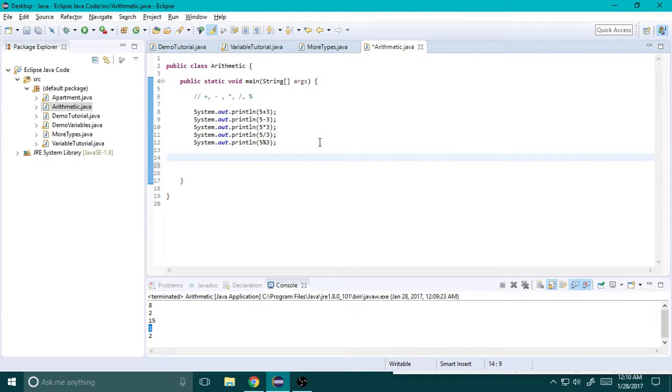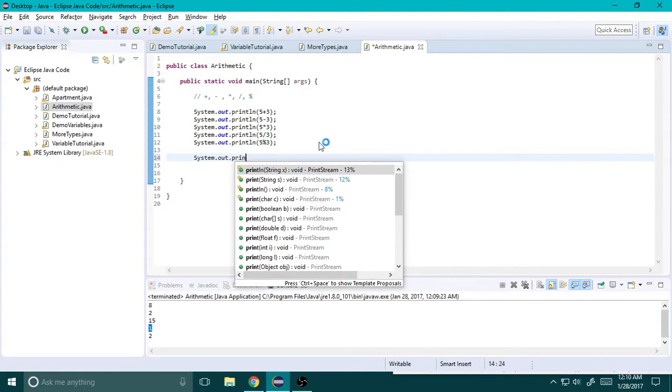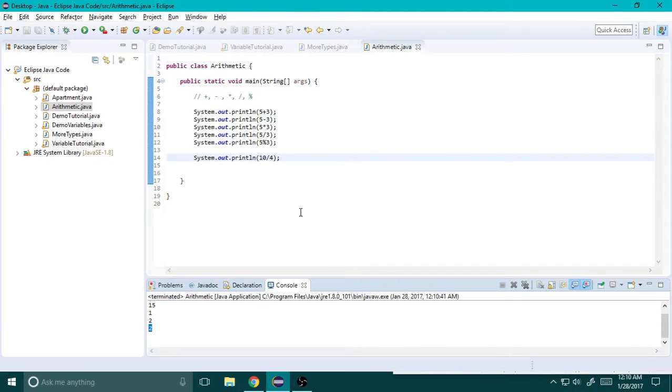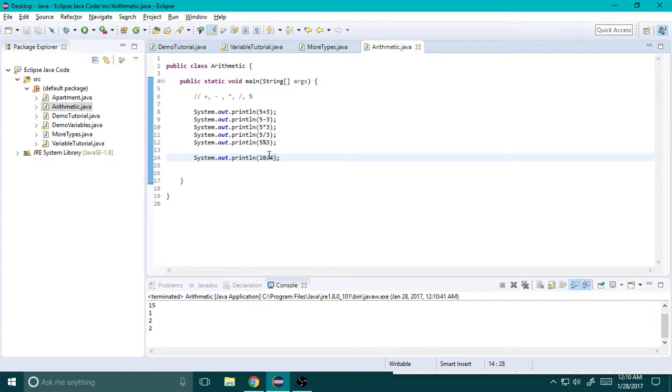So if I did, for example, System.out.print 10 divided by 4, the answer will be 2, right? Normally it should be like 2 point something, but because truncation occurs, whatever the floating point decimal is gets taken away. To fix this, you can use a casting operator.